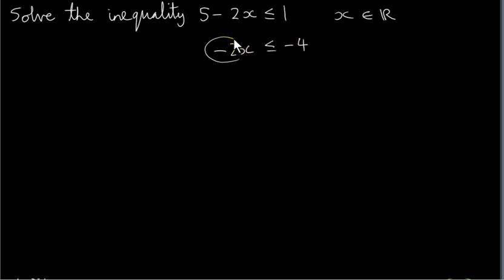The next step is to divide both sides by minus 2. So we will get x here, and on the right hand side we have minus 4 over minus 2. So this is where things differ from solving a linear equation. If we divide or multiply both sides of this inequality by a negative number, we change the direction of this inequality. So less than or equal to becomes greater than or equal to. So we get x greater than or equal to 2.